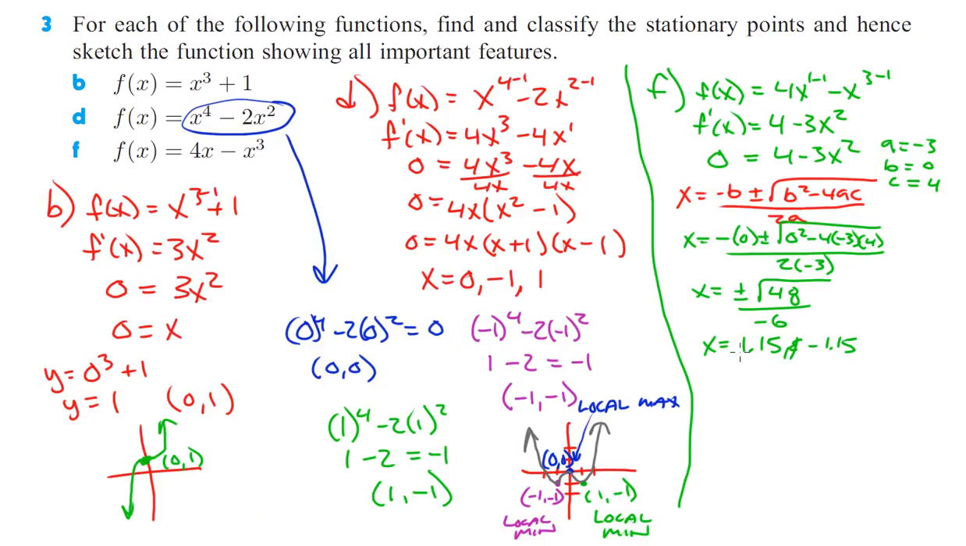So we've got to find the y values for both of those. So we've got to plug that back into this original equation. All right. So we've got to do 4 times 1.15 minus 1.15 cubed. All right, so let's see what that gives us.